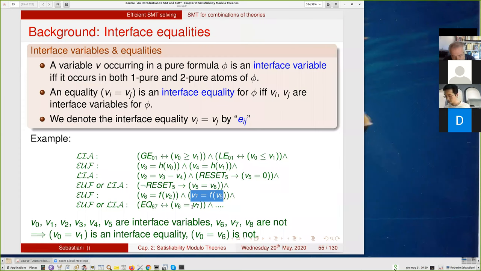And notice that V0 equal V1 is an interface equality, because V0 and V1 are interface variables, but V0 equal V6 is not an interface equality because V6 is not an interface variable.